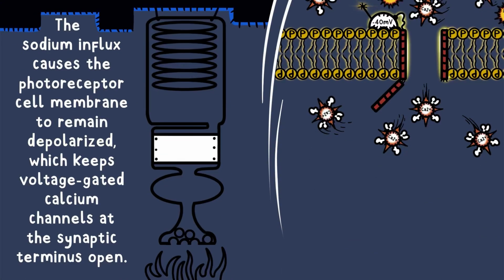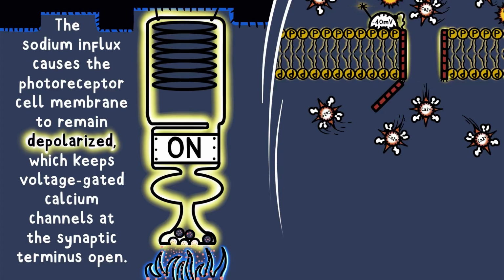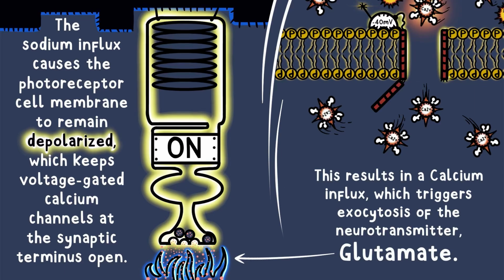The sodium influx causes the photoreceptor cell membrane to remain depolarized, which in turn keeps voltage-gated calcium channels at the synaptic terminus open. This results in an influx of calcium ions into the synaptic terminus from the ECF, which triggers the release of the neurotransmitter, glutamate.